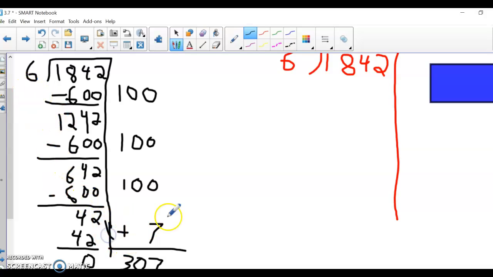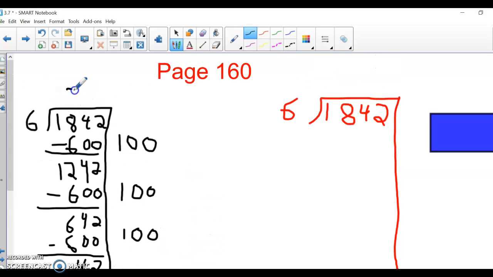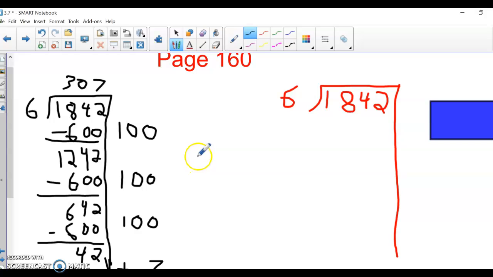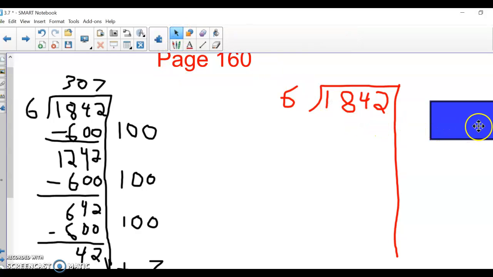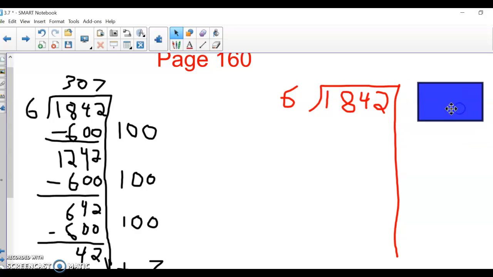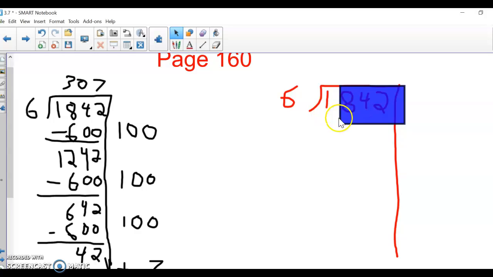So our last step is to take these and add them. We had 100, 200, 300, 307 with no remainder. That is our answer. We usually write that at the top. So this is where our quotient goes. The idea is if we're using this partial quotients method down the side, we want to try and reduce the amount of steps. Well, sometimes there's a trick that we can use that will help us narrow down our steps.